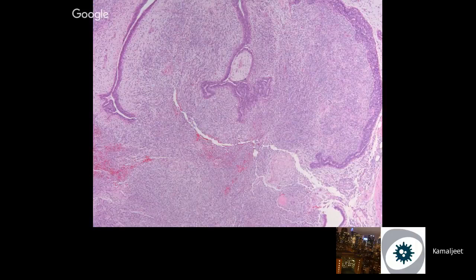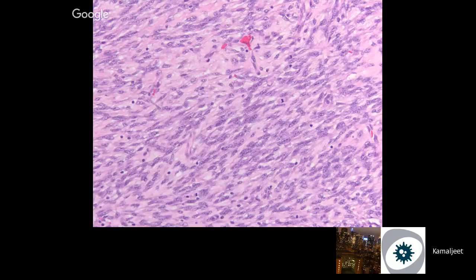So looking at a couple more pictures from this. This is very cellular stroma, with moderate nuclear atypia and a lot of mitosis. So this will be a malignant phyllodes.